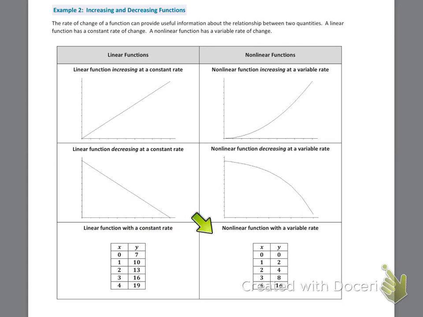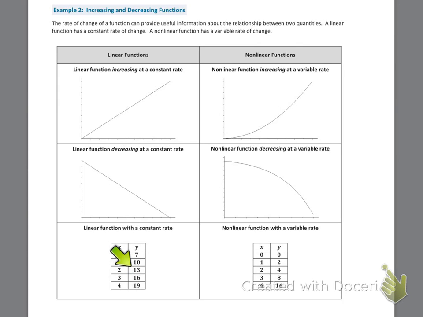Okay, so then if you look at tables, a table of values could tell you the same thing. On the left-hand side, this one, every time the x increases by 1, notice, from 0 to 1, 1 to 2, the increases on the horizontal axis are all 1. These all go up by 3.